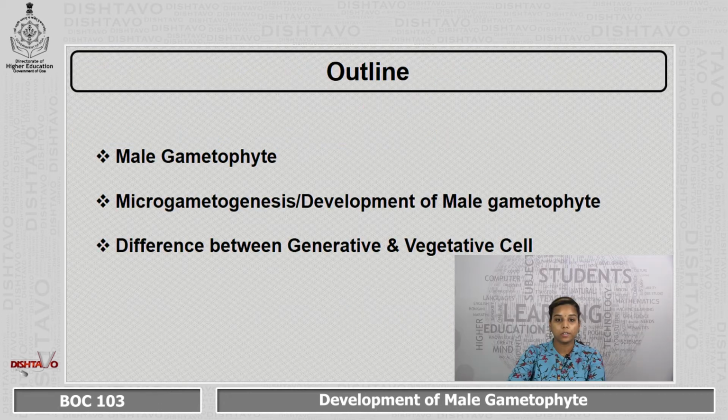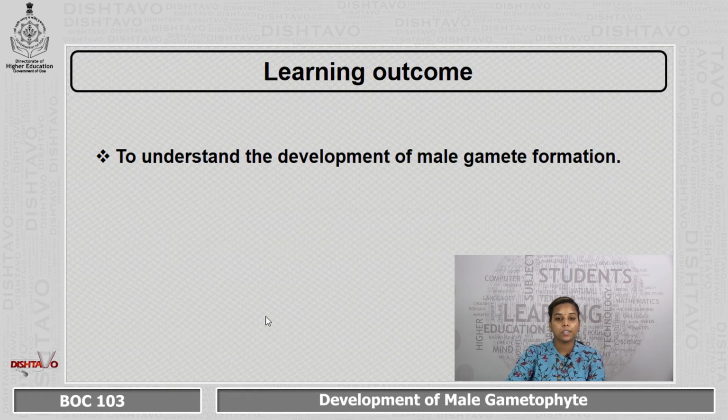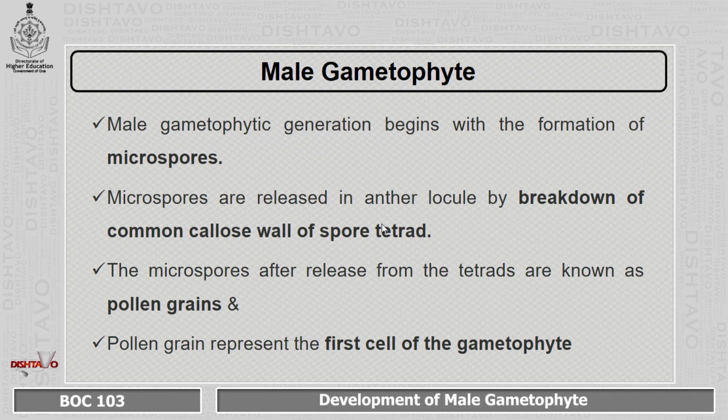Outline. In this session, we will be covering the male gametophyte, microgametogenesis, in other words, development of the male gametophyte. What exactly is the difference between the generative and vegetative cell? Learning outcome. At the end of this presentation, a student will be able to understand the developmental process of male gametic formation.